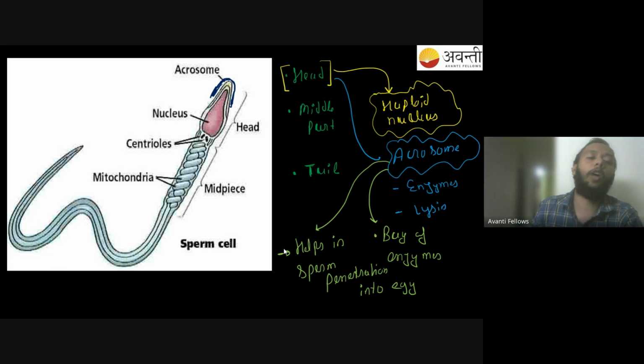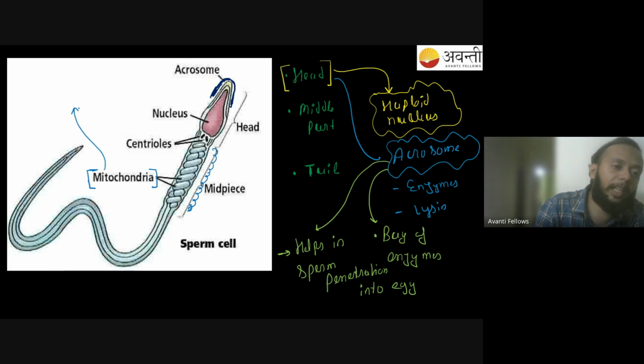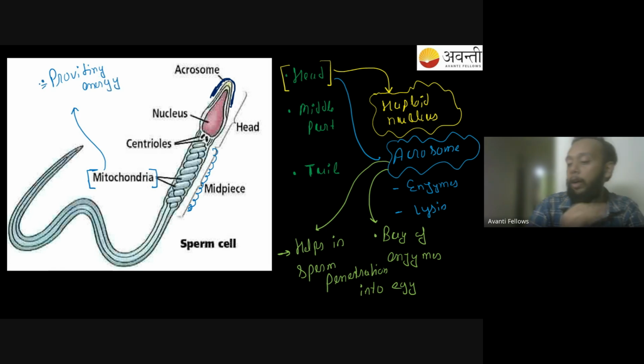Then you have the middle part. The middle piece is going to have your mitochondria. As the mitochondria is there, you can very clearly understand what kind of role it will play. The mitochondria will play a role in providing energy. That is its only job here. So mitochondria will be seen inside the center part, and it will have a role to play in providing the energy. So that's the middle part.